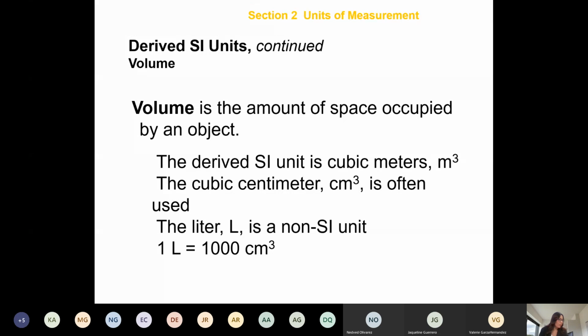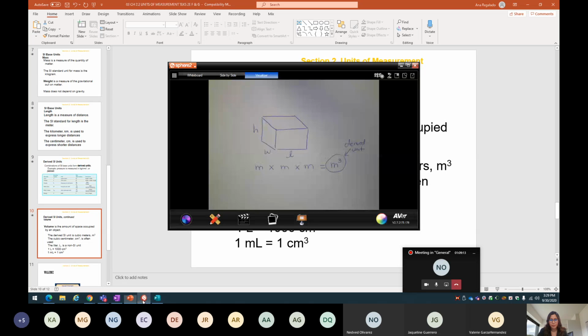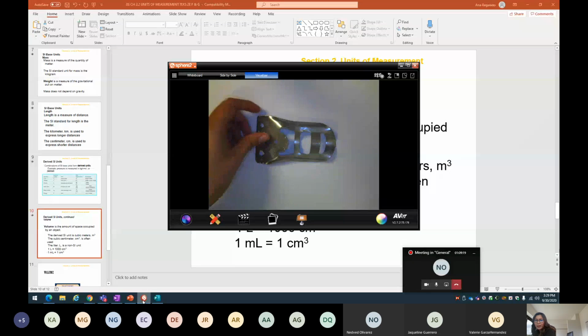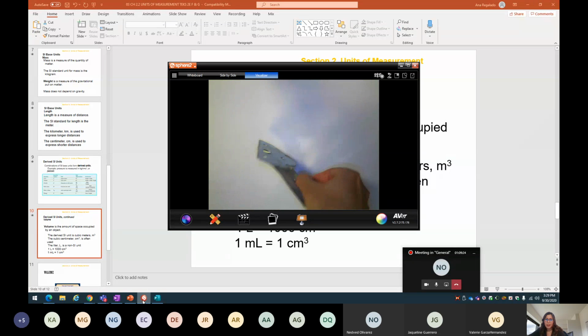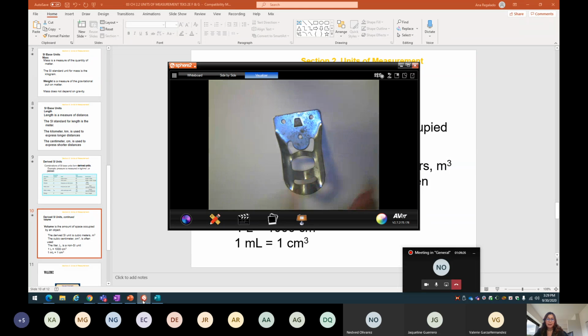Now, there's one third thing. Let's say that I wanted to find the volume of this object. Let me put it under the camera here so you guys can see it. Okay, so how would I find the volume of an object like this that is irregular? Do you think that I could measure the length, the width, and the height and find it like that?